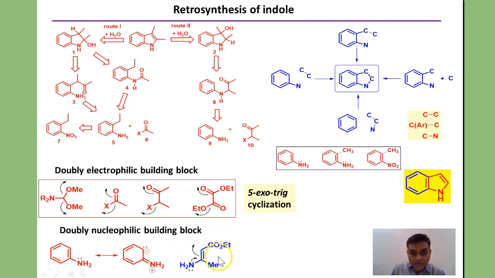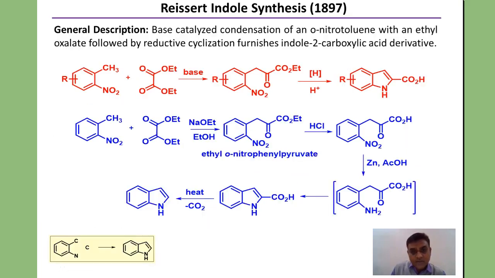So if you make permutations and combinations of a certain electrophilic building block with the doubly nucleophilic or nucleophilic building block, then one can reach the indole nucleus. So one should be very good at understanding the reactivity of the substrates. Then and only then it will be very easy to understand the mechanism of the process involved in the indole synthesis. So with this background, let us start with the first methodology for the synthesis of indole.